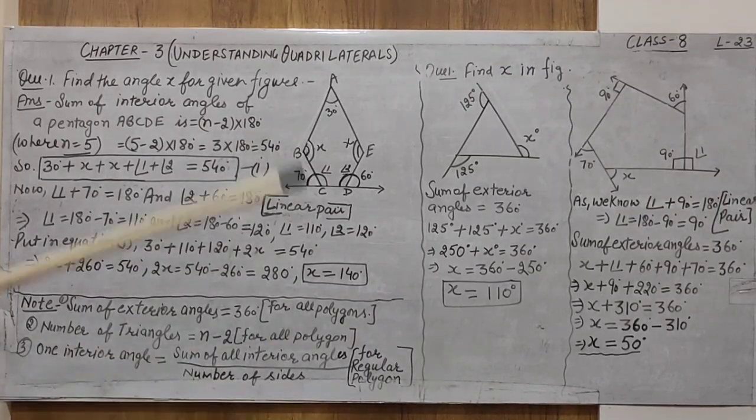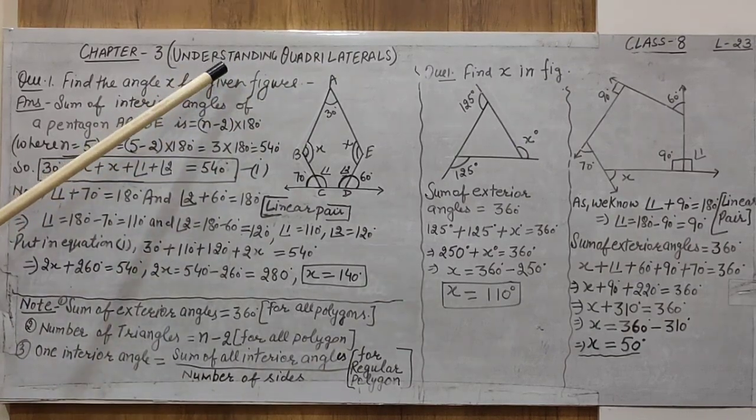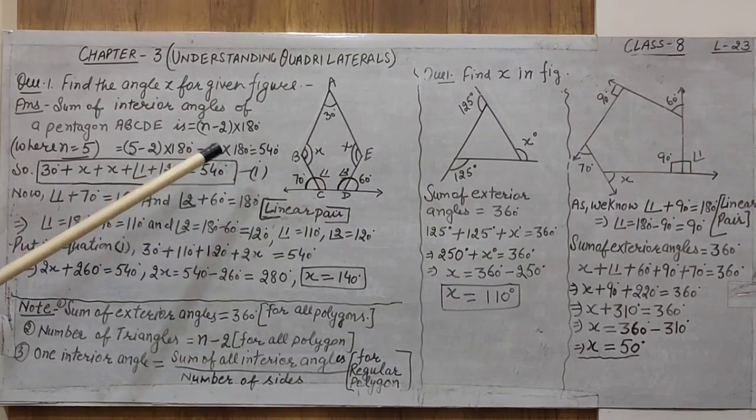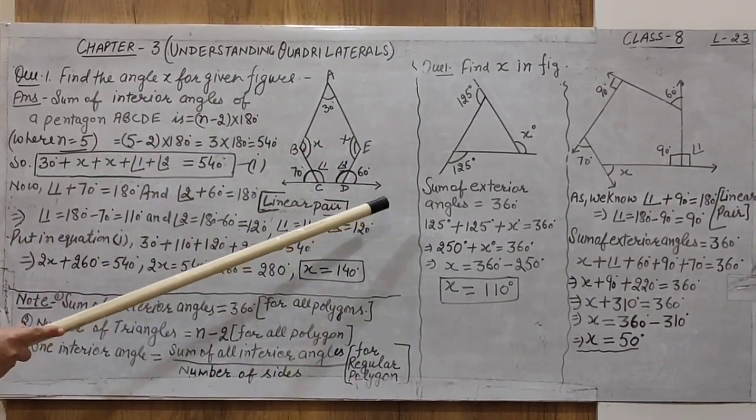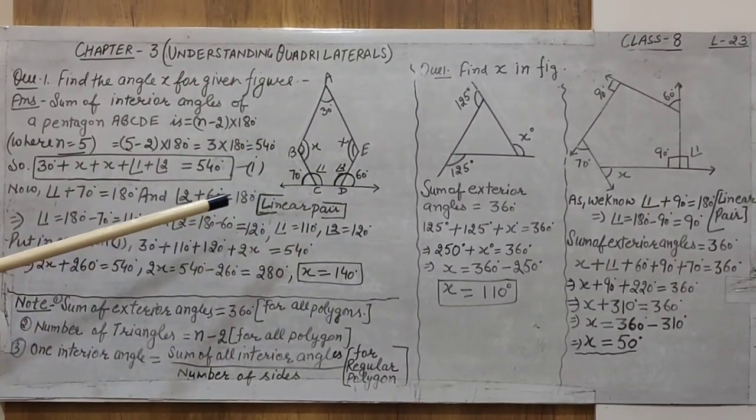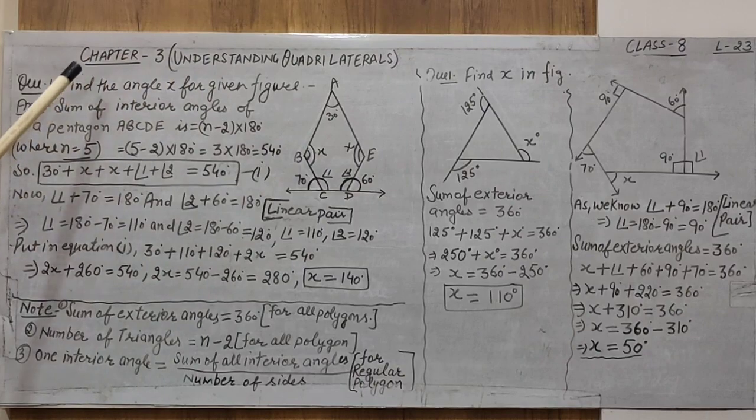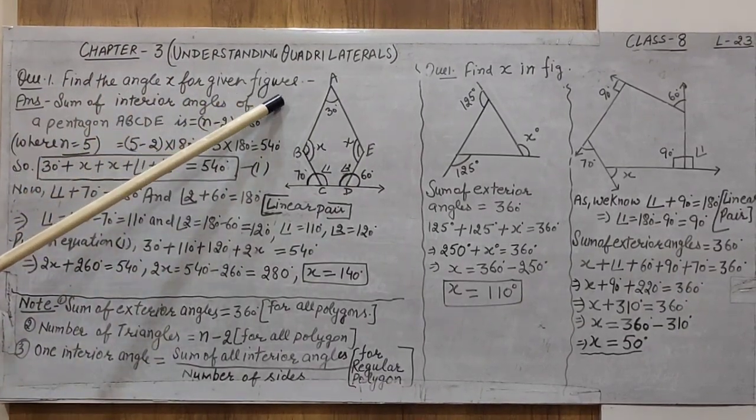Students, now continue with the understanding quadrilateral chapter. Next topic we have discussed: find the value of x in the following figures. First figure I have selected for you is based upon the sum of the interior angles for polygons. The question is, find the angle x for the given figure.